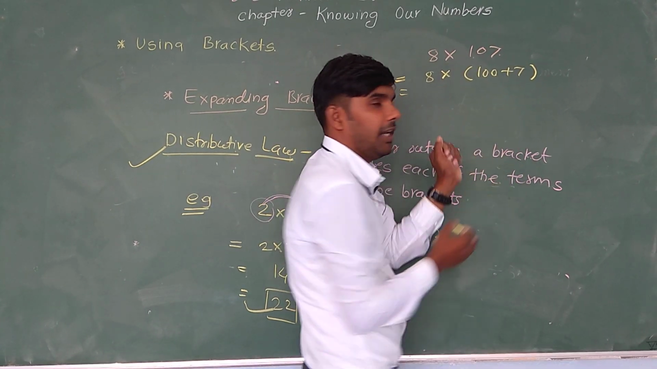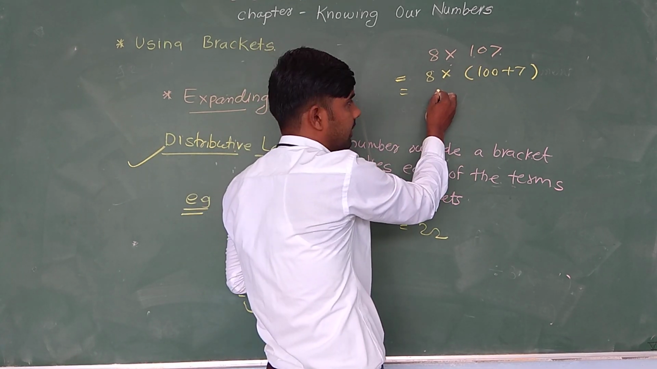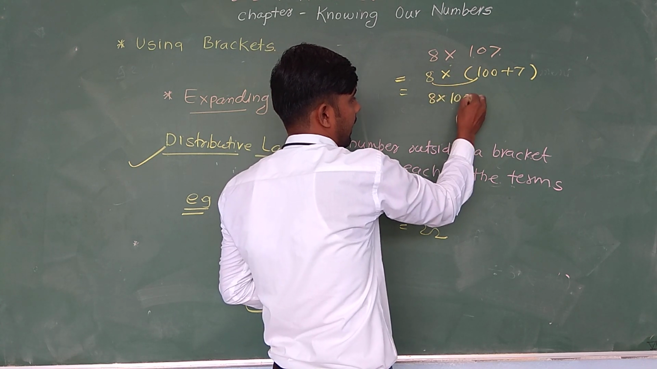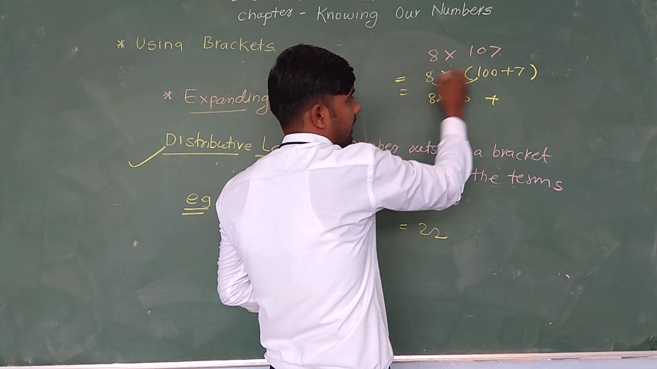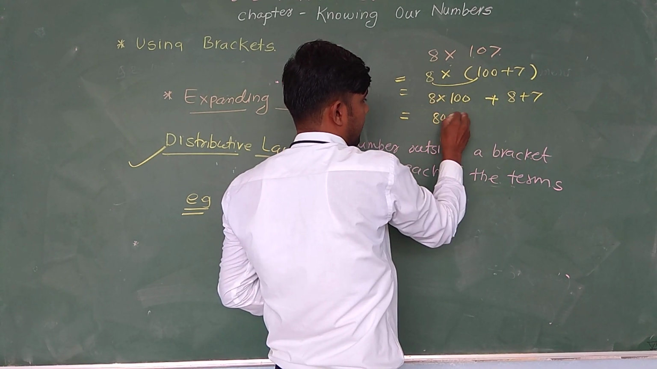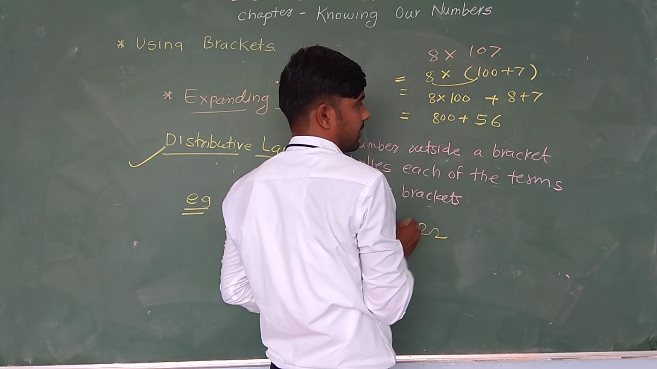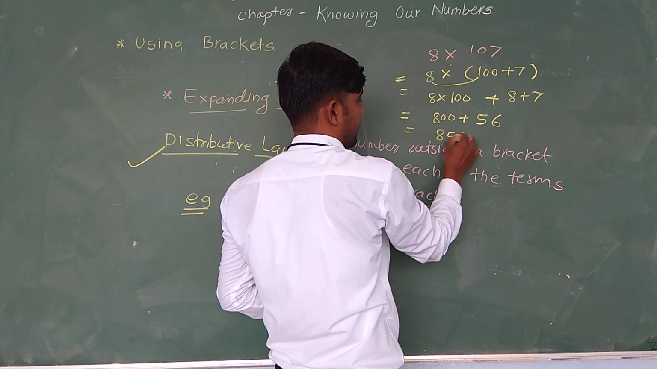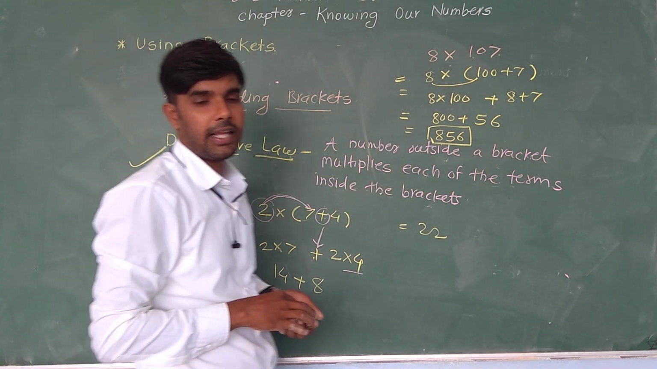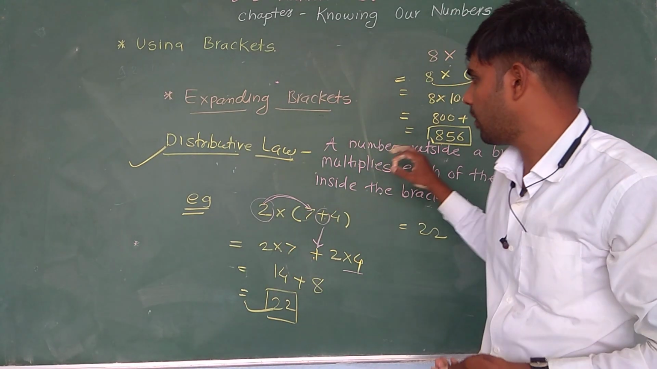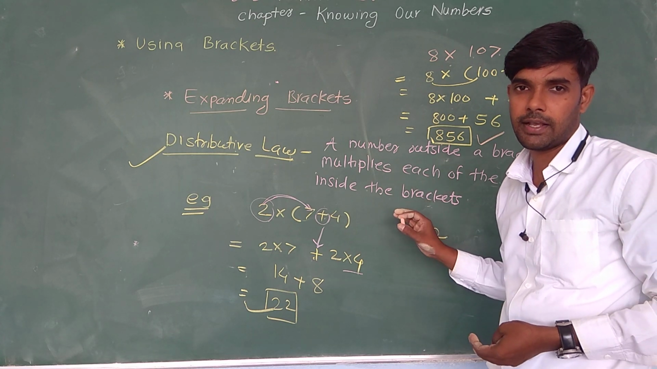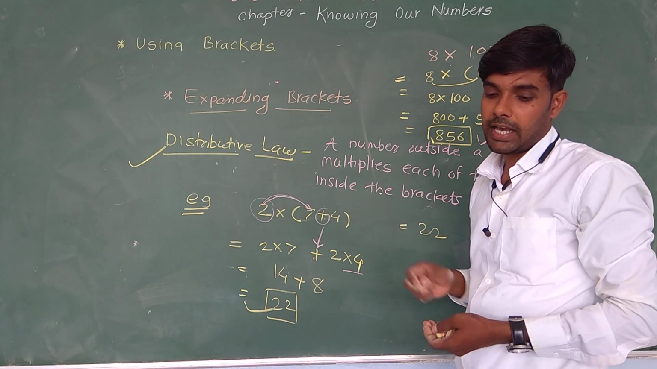So we write this term in bracket and multiply by 8 as it is. Again, by using the distributive law, 8 multiplied by 100 plus, as it is, 8 multiplied by 7, is equal to 800 plus 56, and the answer is 856. Got it? You have to solve these types of examples in the exercise. For that I have taken one of the examples from the exercise and solved it. Now we will see another example.